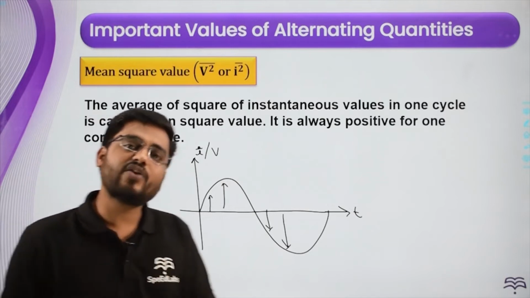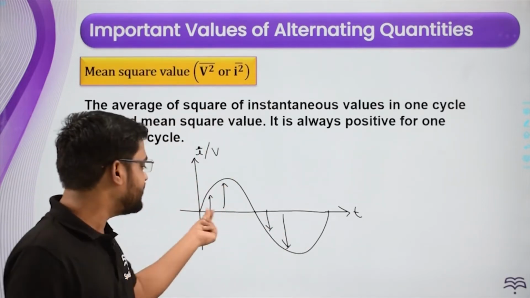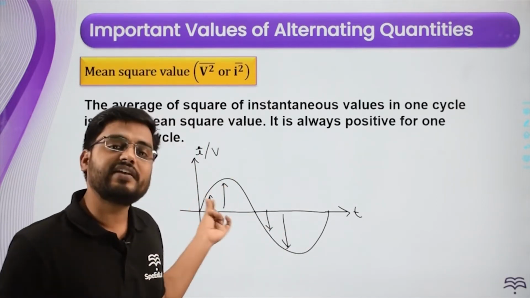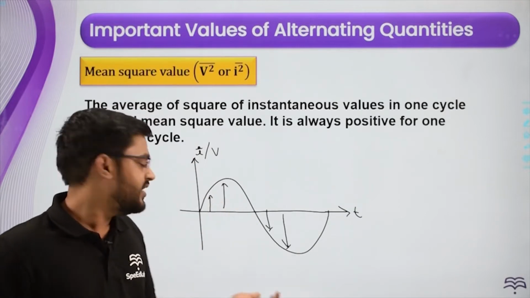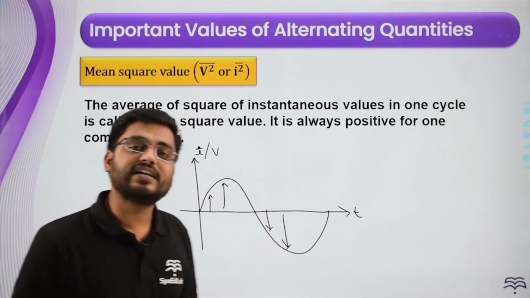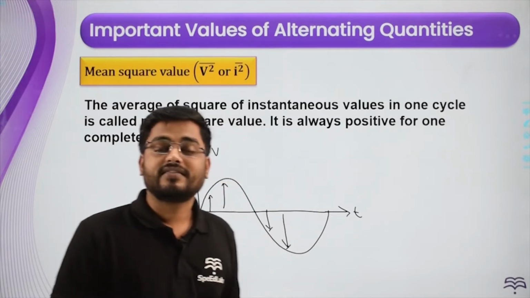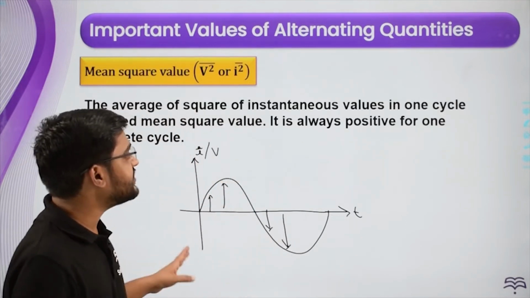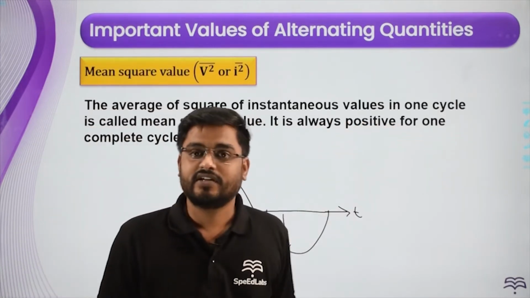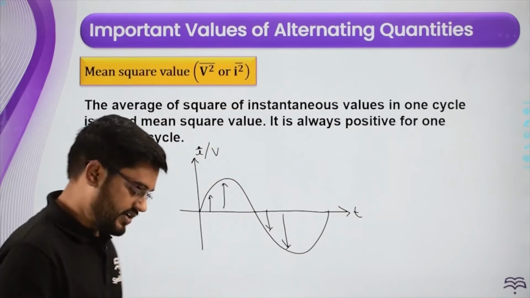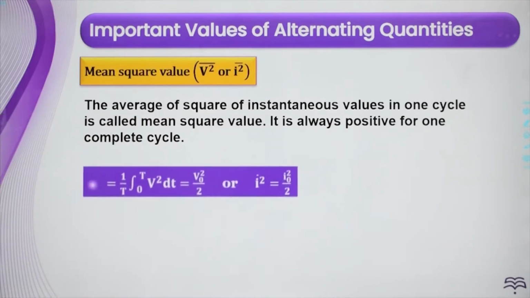When you square everything, each value of current becomes positive. Whether it is negative, once you square it, it becomes positive, and then you find the average. So the average is always going to be positive. It is never negative, whether you take the full cycle or half cycle.